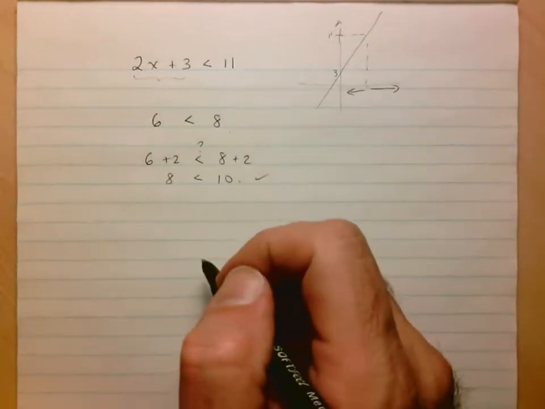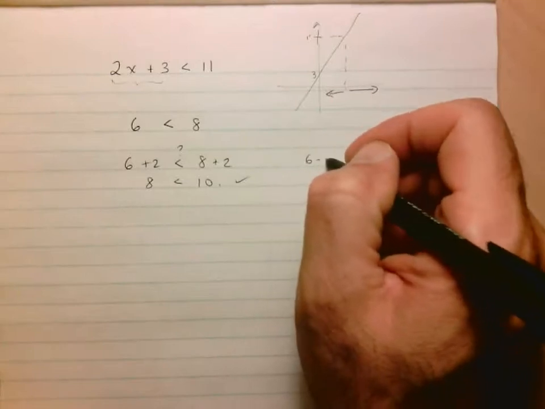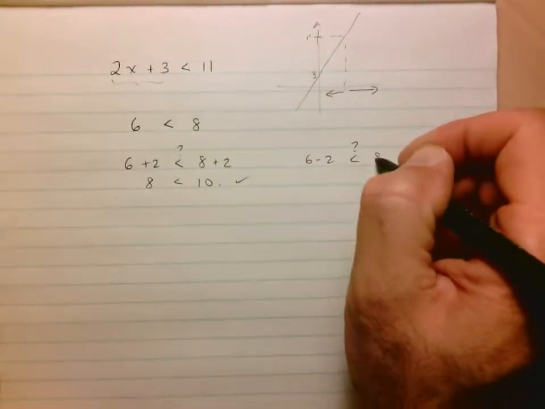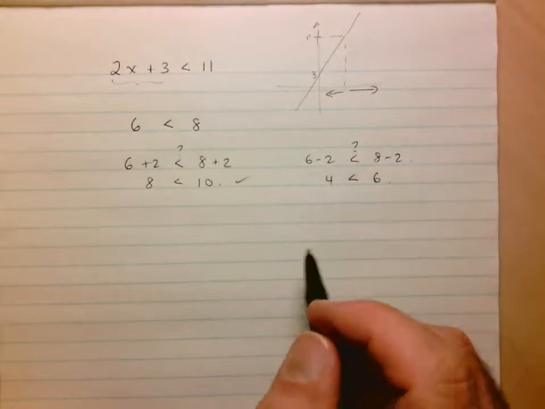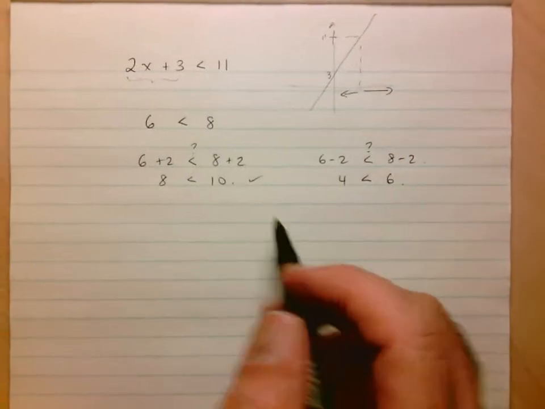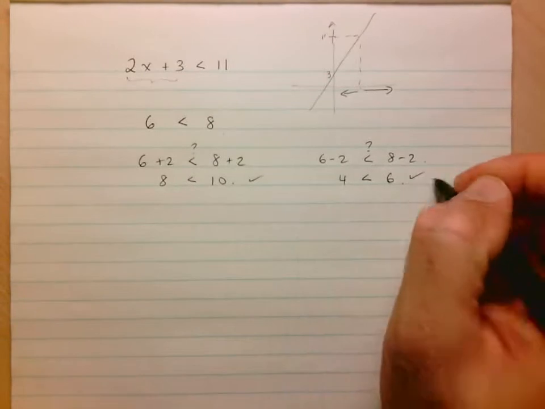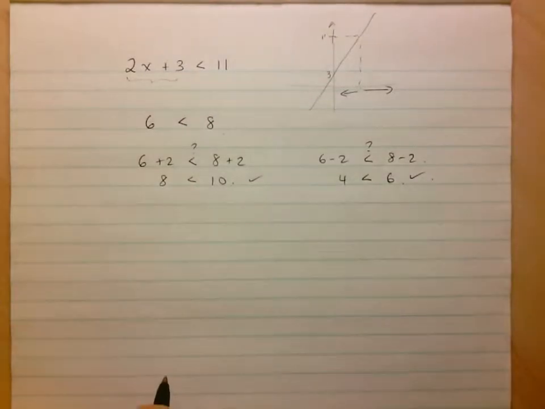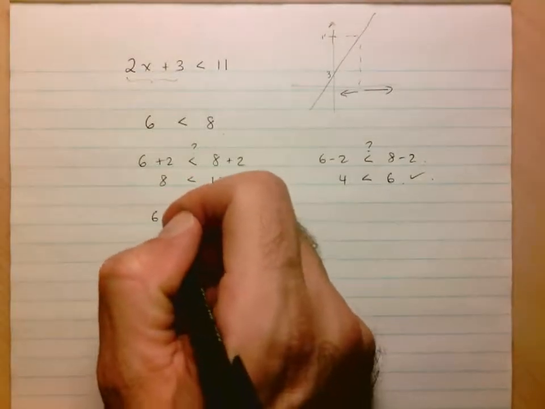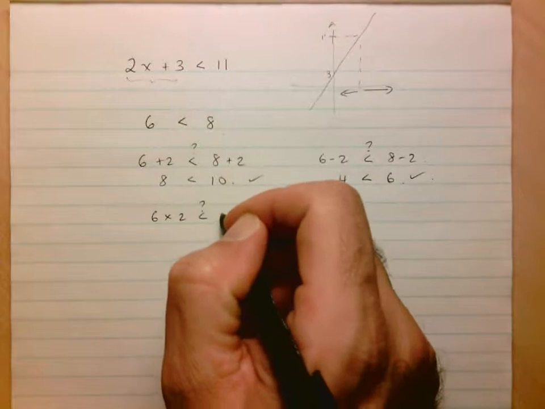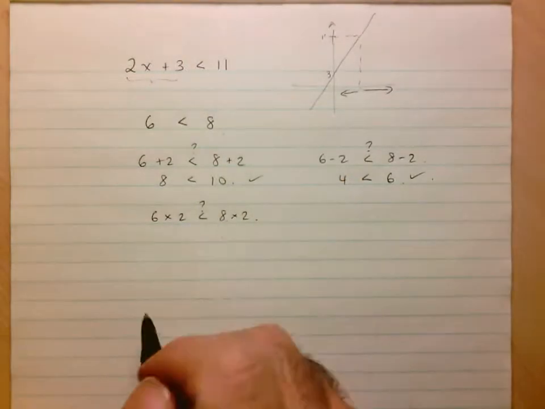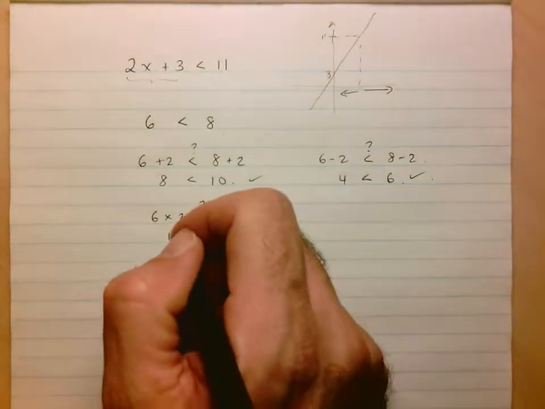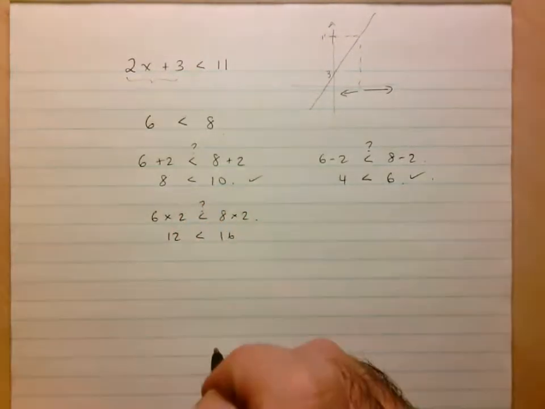What if I subtract a number from both sides? If I do 6 minus 2, is that still less than 8 minus 2? So 4 is less than 6. I'm just showing one example each because these are fairly reasonable assertions to make. What if I multiply both sides by a number? If I do 6 times 2, is that still less than 8 times 2? I'm making them both bigger by the same factor, and yes, 12 is less than 16.